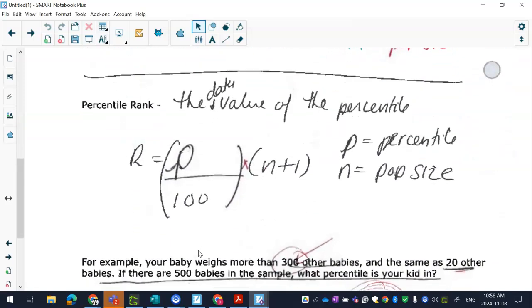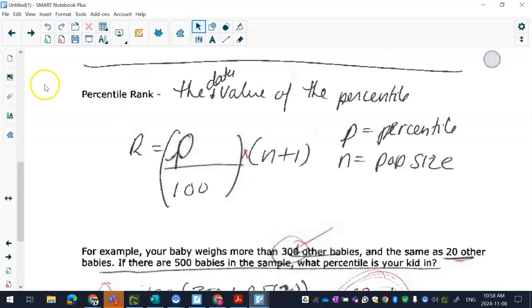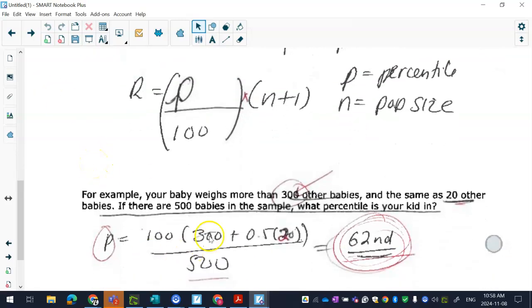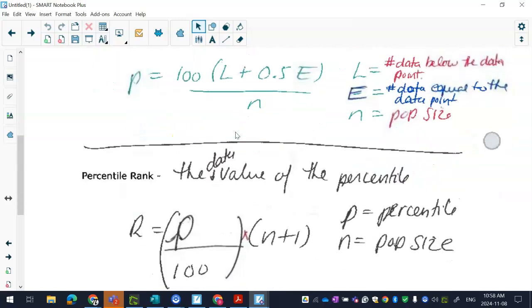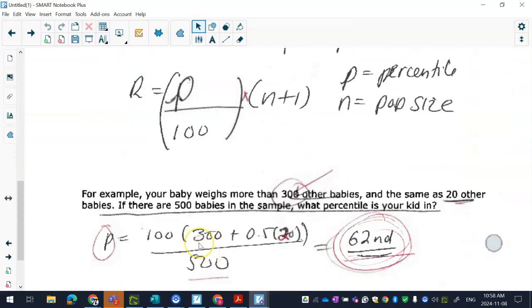So to look at that, let's just look at some percentile questions here. On the bottom here, what percentile is this baby? There are 300 babies that are smaller than this baby. There are 20 that are the same weight as this baby, and there are 500 babies in total. What you're going to do is use this equation, find the percentile, and it's 100 times (L plus 0.5 E) over N. L is the number of values that are less than you. E, 20, is the number of values that are equal to you.